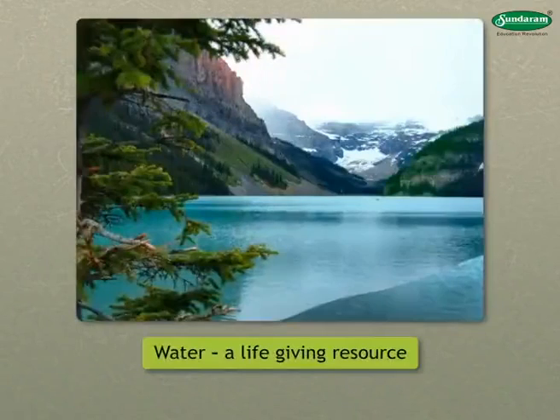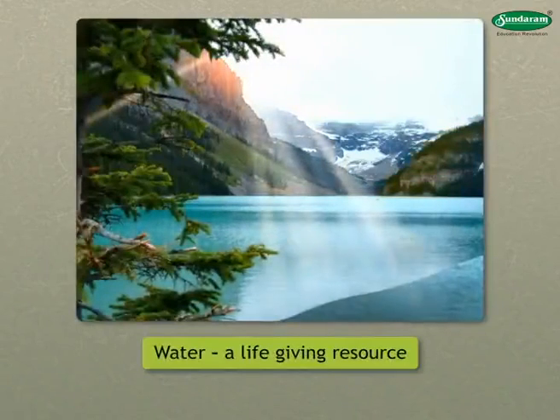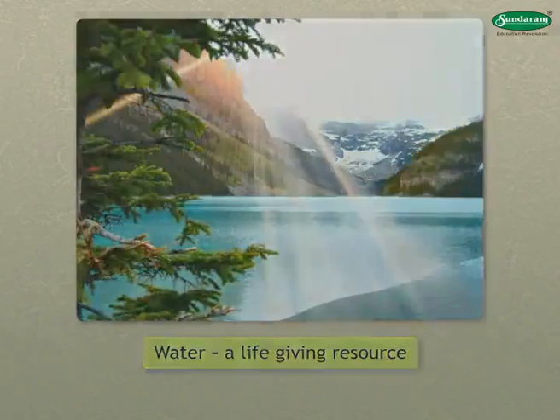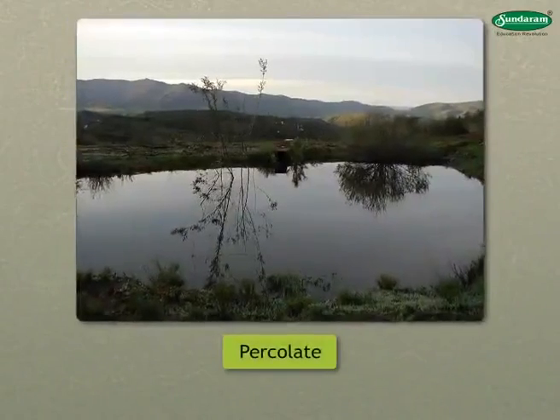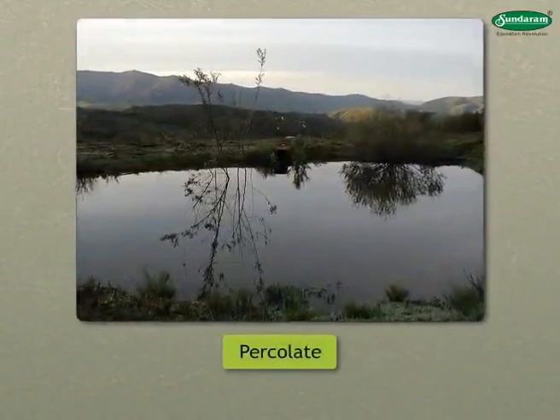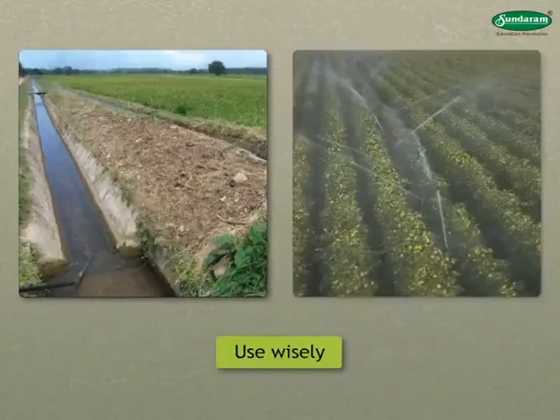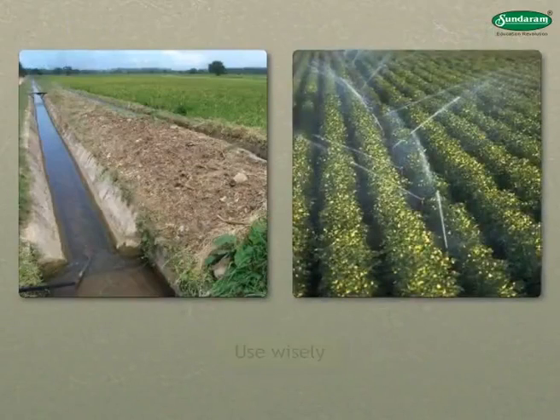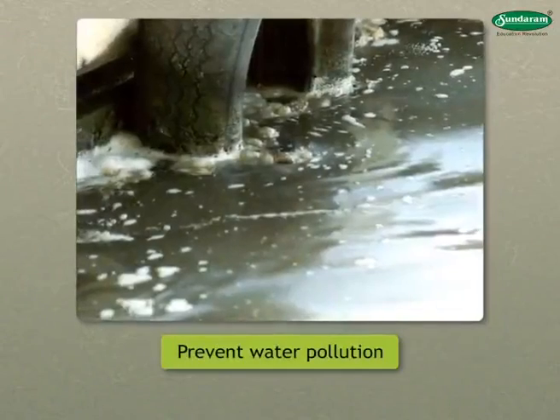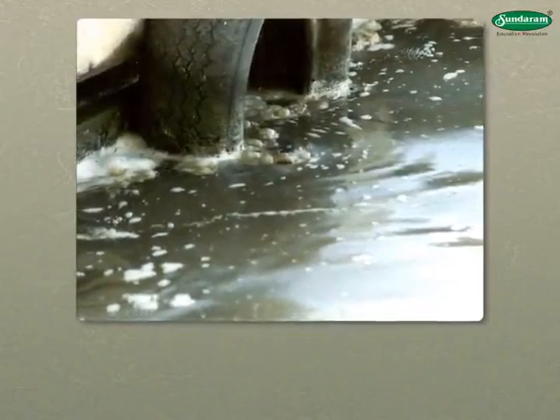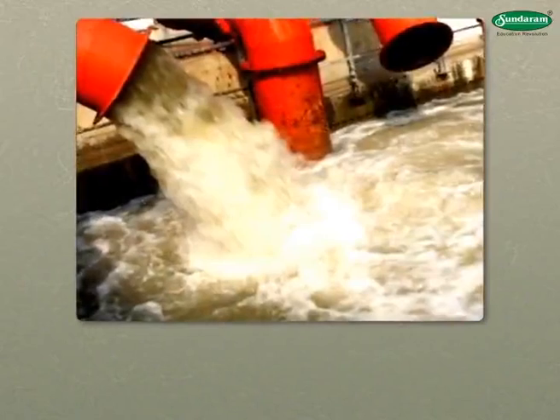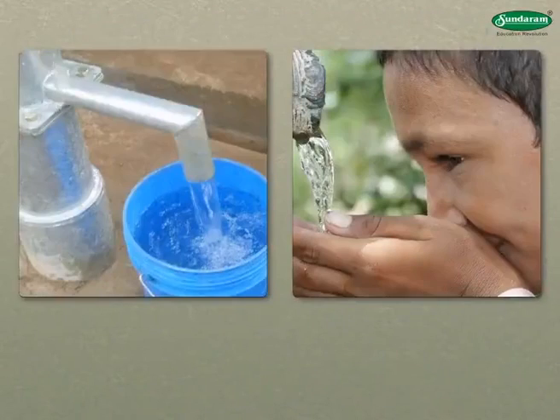To ensure that this life-giving resource continues to be available for us, we must prevent as much rainwater from flowing away as possible and allow it to percolate into the earth wherever possible. We must use it carefully and sparingly. We must prevent it from getting polluted. Think and use your intelligence to make available more and more clean water for us.